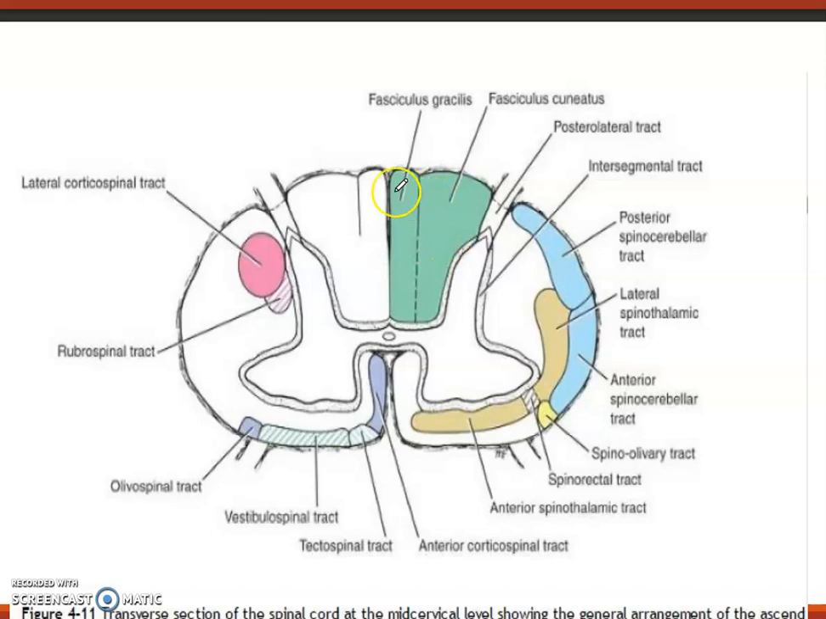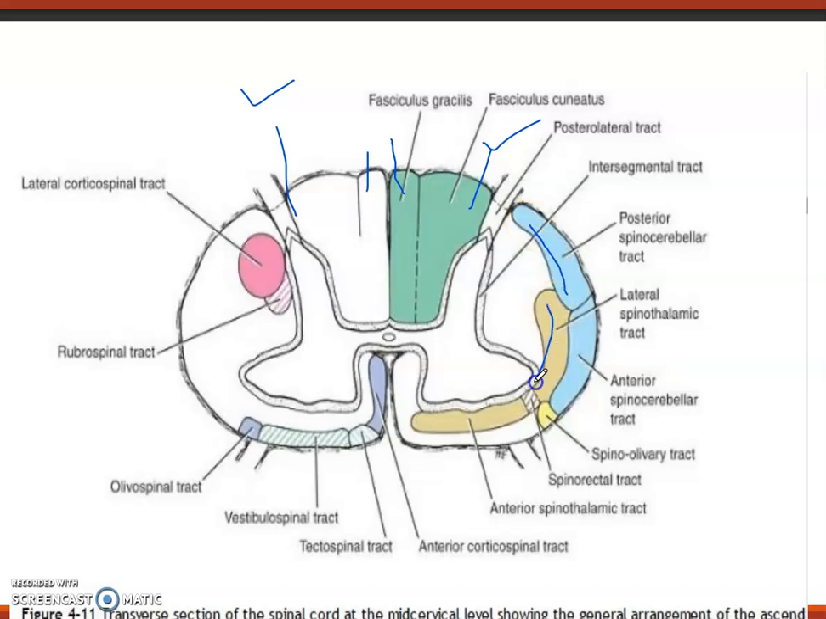And as I've told before, there are two fasciculus gracilis and two fasciculus cuneatus. This is fasciculus cuneatus, and this is fasciculus cuneatus. Okay, and this is the posterior spinocerebellar tract. This is the lateral spinothalamic tract and anterior spinothalamic tract, and the same things are present here.